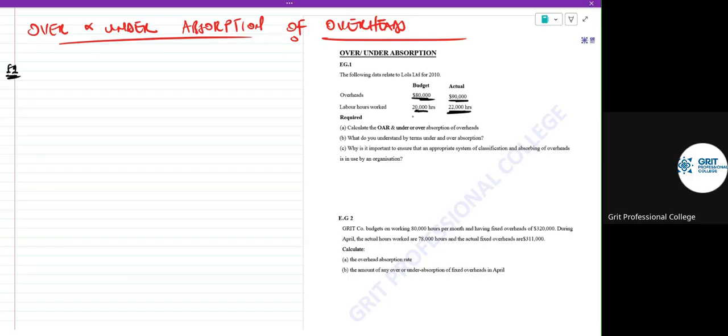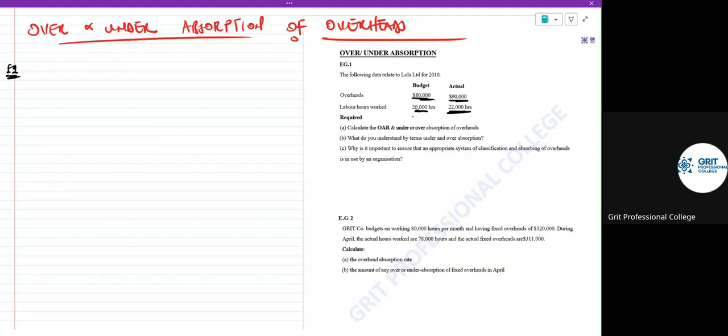The question is, does this $10,000 represent an over or under absorption? Or if we are even trying to evaluate our performance, do we say we have done well or not? If we have done well, were we able to keep our costs low? And if we have not done well, was there a situation where our costs were higher than what we planned? I hope that is clear.